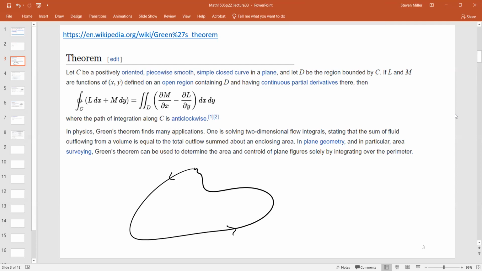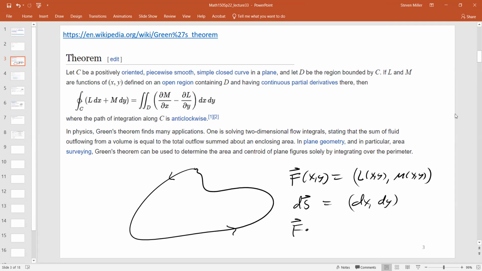And then what it says is a certain line integral, L dx plus M dy. The way you should view that is we have some function F of (x,y), which I'll write as a vector (L(x,y), M(x,y)). And then I have my vector ds, which is (dx, dy). And then F dotted with ds is going to be L dx plus M dy.